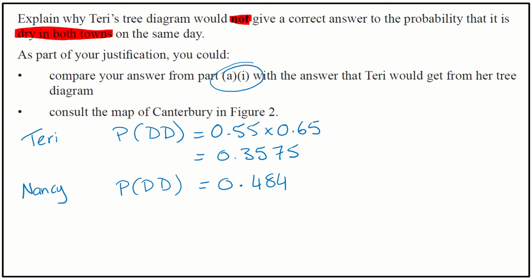So we are asked to do a comparison, to compare your answers. We want to compare the answers Terry and Nancy get. One thing I notice is that Nancy's answer is a higher probability. So the chance of both towns being dry is higher for what Nancy predicts than what Terry predicts. Then I need to justify that in terms of our map.